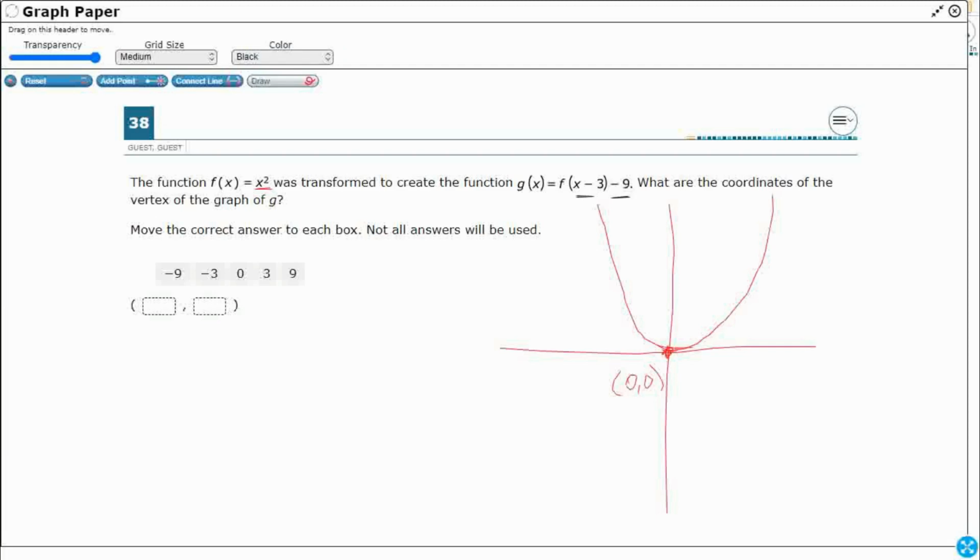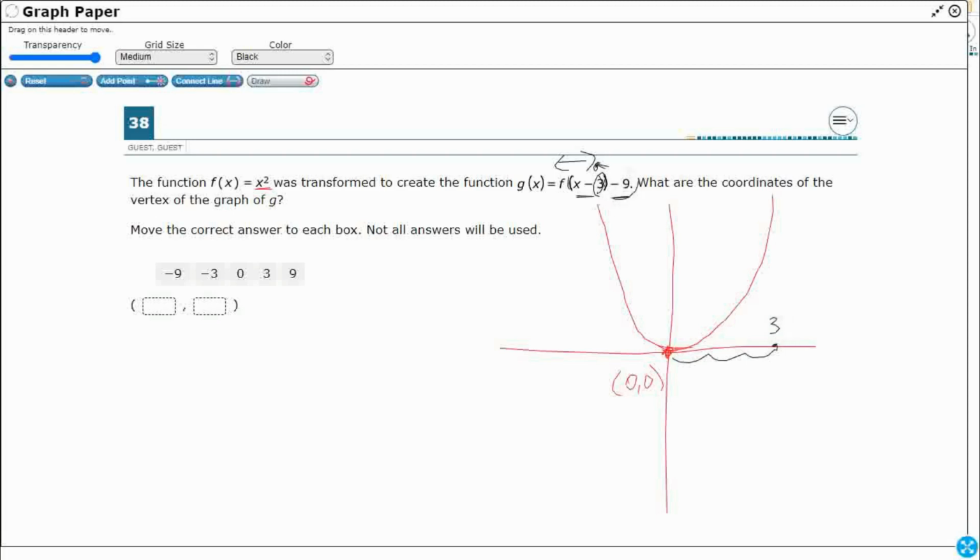Well, first off, if you have something that shifts it within the parentheses, so this is going to be x minus 3, this minus 3 is going to shift it left to right, but it's a little bit counterintuitive. If it's x minus a, and that a is a 3, then we're going to shift it over 1, 2, 3 to the right. It looks like a minus 3, but it's actually shifting to the right. So the x value is going to be 3.